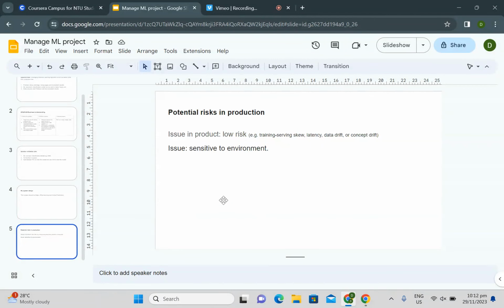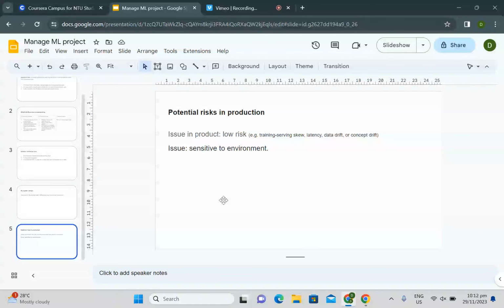And in terms of the potential risk in production, the overall risk level should be low, because over time the type of faulty parts will be consistent, and the data will not drift, and the concept will be the same as well. So the overall risk level is low in this scenario.